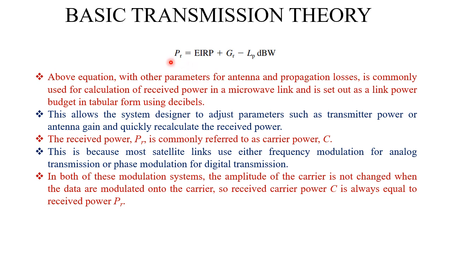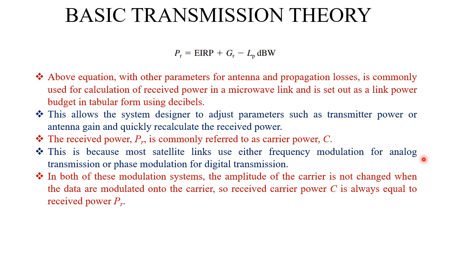Now PR equal to EIRP plus GR minus LP in decibel unit. This equation with other parameters for antenna and propagation losses is commonly used for calculation of receipt power in a microwave link and is set out as a link power budget in tabular form using decibels. This allows the system designer to adjust parameters such as transmitter power or antenna gain and quickly recalculate the receipt power. The receipt power PR is commonly referred to as the carrier power, written as C.